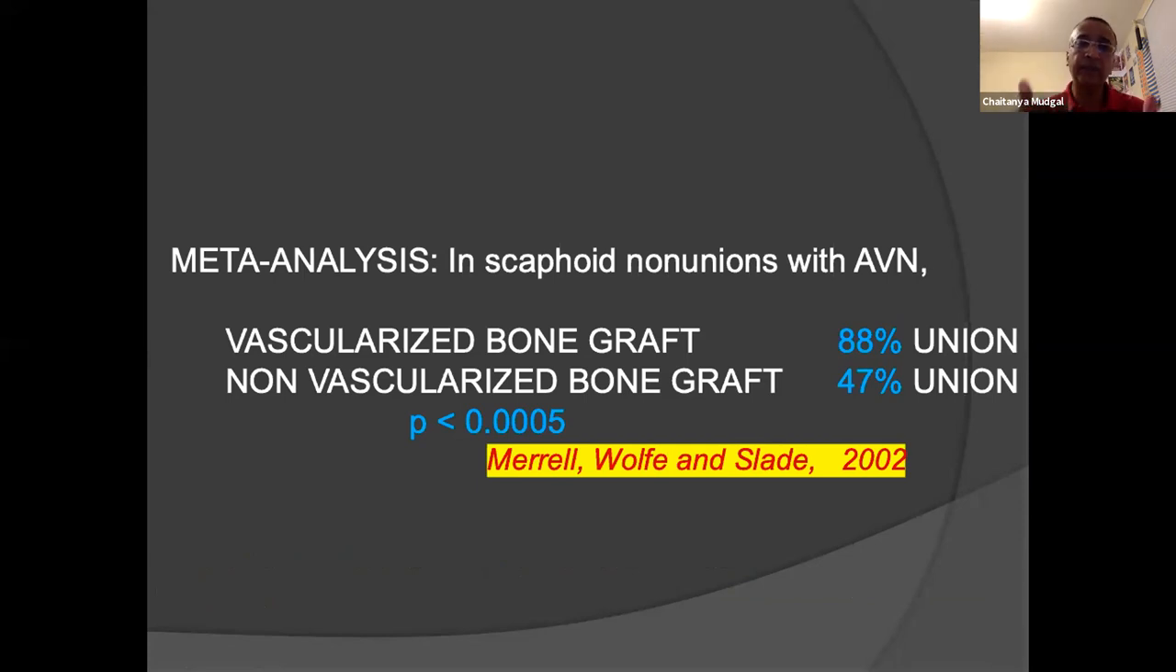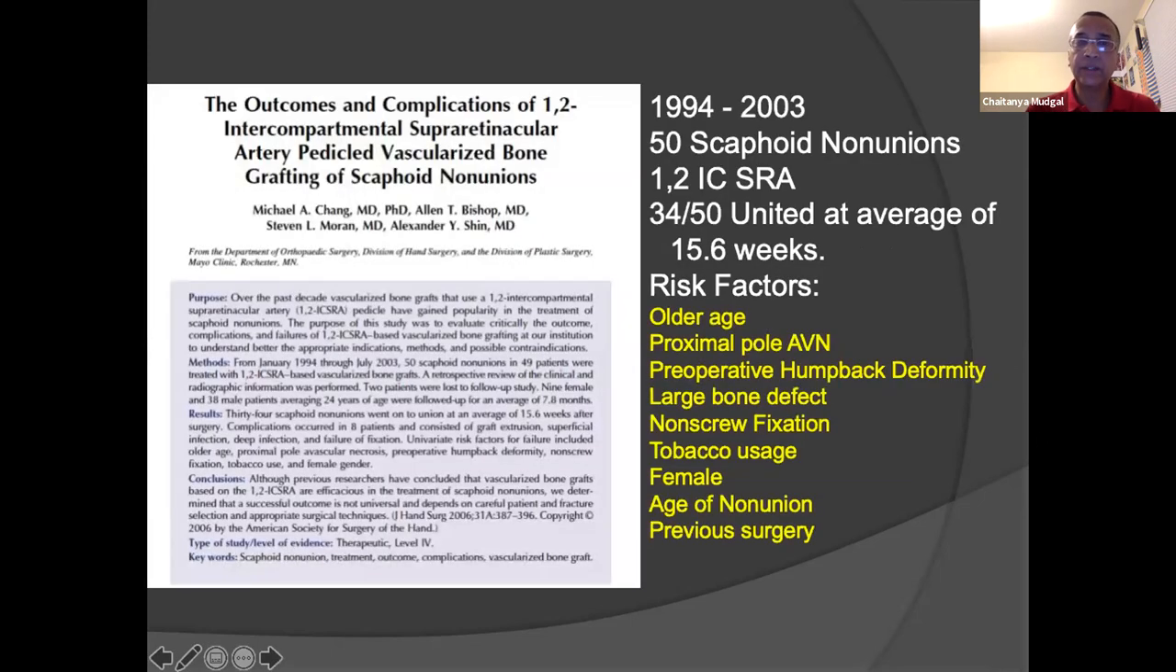The problem with this, like any other meta-analysis, is what is your denominator? How do you define non-union? How do you define dysvascularity? Like we said before, if you were going to call it avascular necrosis, then yes, you may make a level playing field, but is it truly avascular necrosis? That's the reason I have remained reasonably unconvinced by that data.